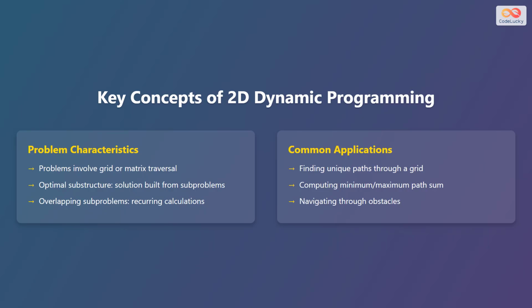Second, common applications. 2D dynamic programming is commonly used for finding unique paths through a grid, computing the minimum or maximum path sum, and navigating through grids with obstacles.